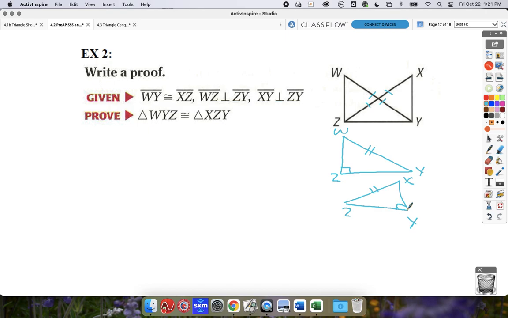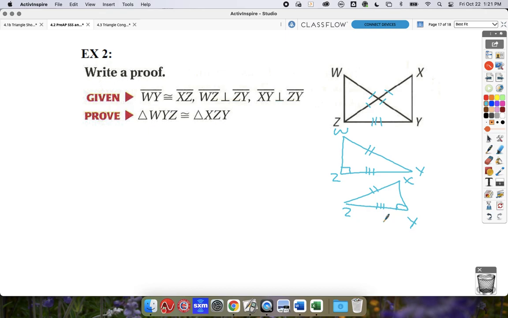Now here's where separating the triangles may be a little bit more complicated. It's harder to see because this is ZY and this is ZY, but it's easier to see in the actual proof. Does that make sense? So I think it would be reflexive. It is the reflexive property.